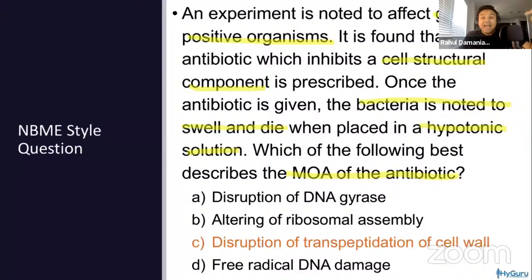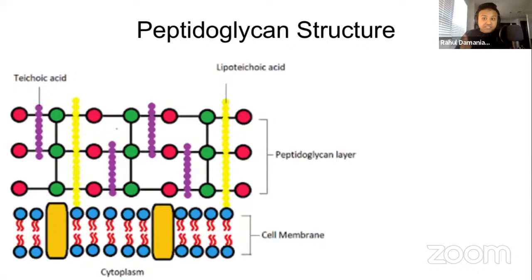So remember that if you have an antibiotic that affects the cell wall, when you place that bacteria in a hypotonic solution, after the cell wall is gone, the free water will go into the bacteria itself and cause the bacteria to swell and subsequently die. That makes us transition into this concept, the peptidoglycan structure.